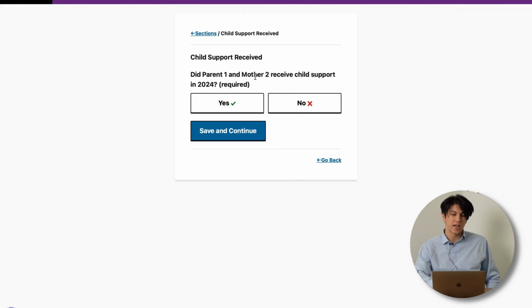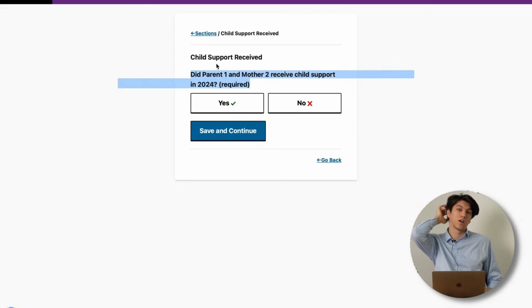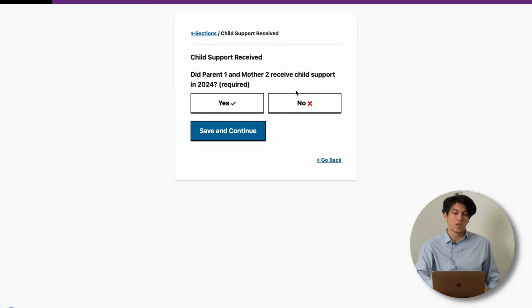Child support. Did parent receive child support? Some governments do that. Some people don't do that. Or I think people receive it when they have a new kid at home, right? No, our parents did not pay child support. No.